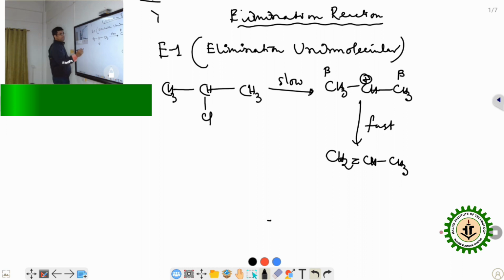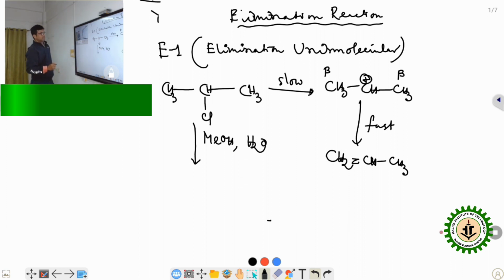Now in this reaction, a polar solvent will be used to ionize this alkyl halide to carbocation. The solvent plays an important role for polarity, and also acts as a weak base. So here methanol or water can be used. So this is a polar solvent as well as a weak base. This polar solvent helps to ionize the alkyl halide into carbocation by dipole-dipole interaction. Attractive dipole-dipole interaction leads to the formation of stable carbocation.